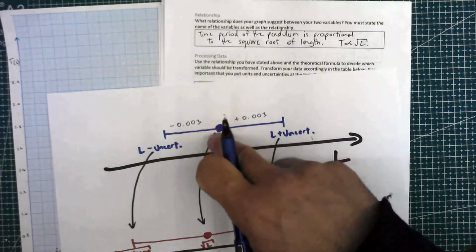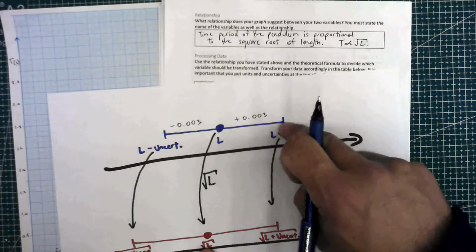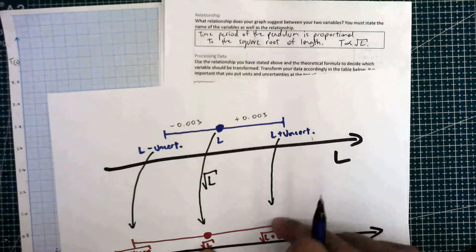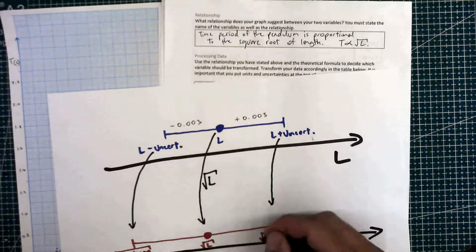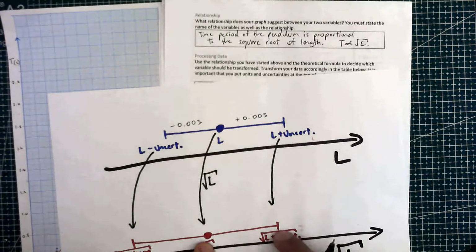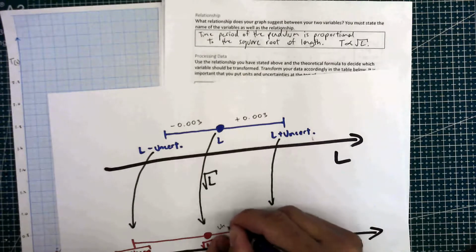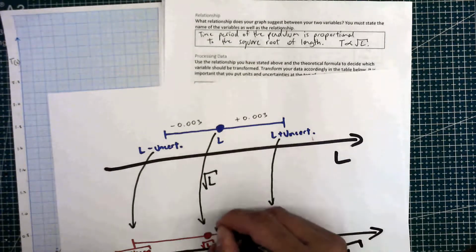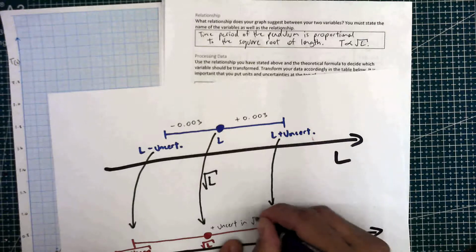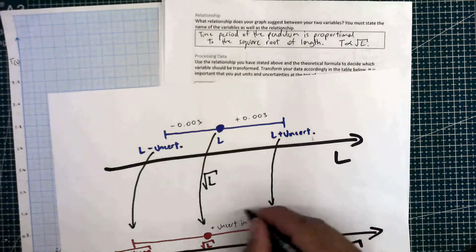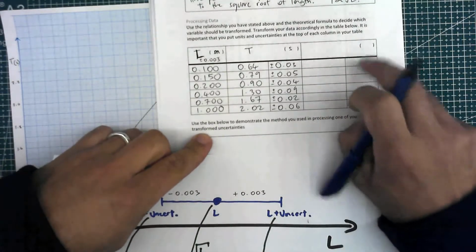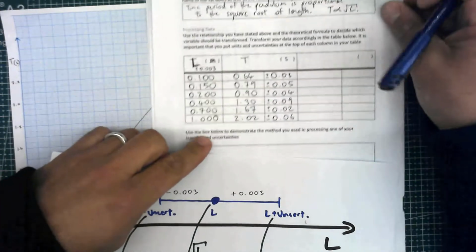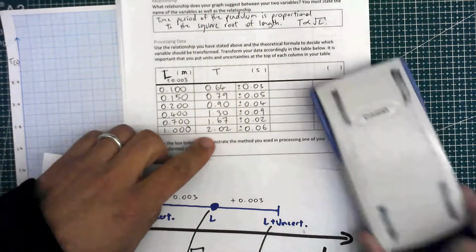So if we transform the L values, we only need to do one of these. I'm just going to do the L plus the uncertainty. We can then get the new uncertainty in the square root of L by finding this. So this distance here, or the difference between these two values, is the positive uncertainty in square root of L. And this is the value that we want to work out, and we're going to put it here into our data table. Okay, so let's have a look at what that looks like. For this we're going to need your calculator.